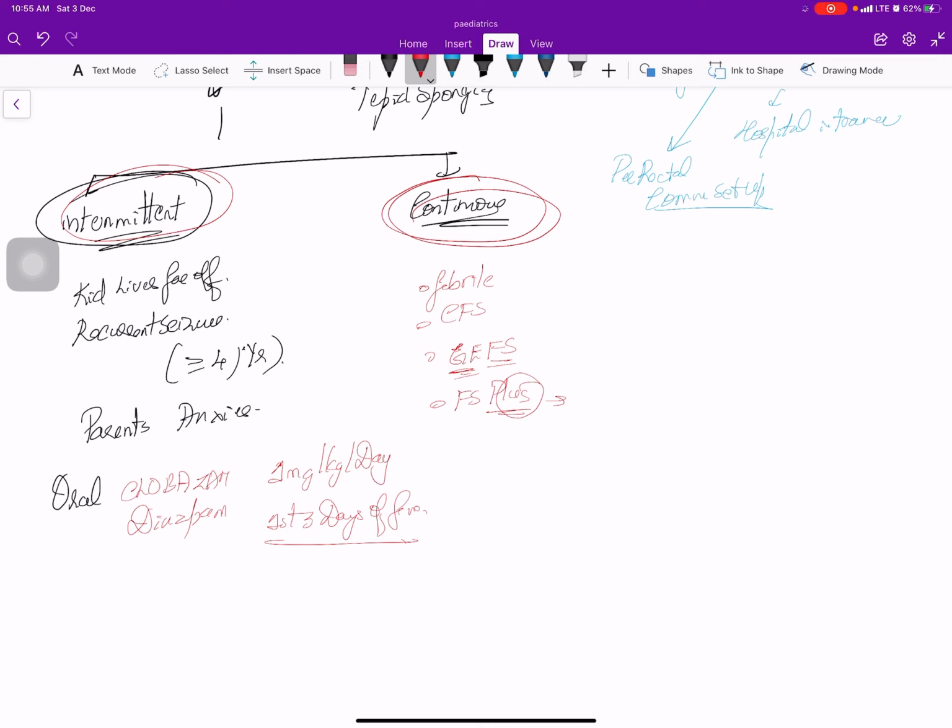Listen, for most of the child epilepsy, child seizures, the treatment of choice is sodium valproate. And how long will you give this? You will give this daily to the kid up until he goes 2 years with no seizure episode. Then you can stop the drug. So that finishes febrile seizures.